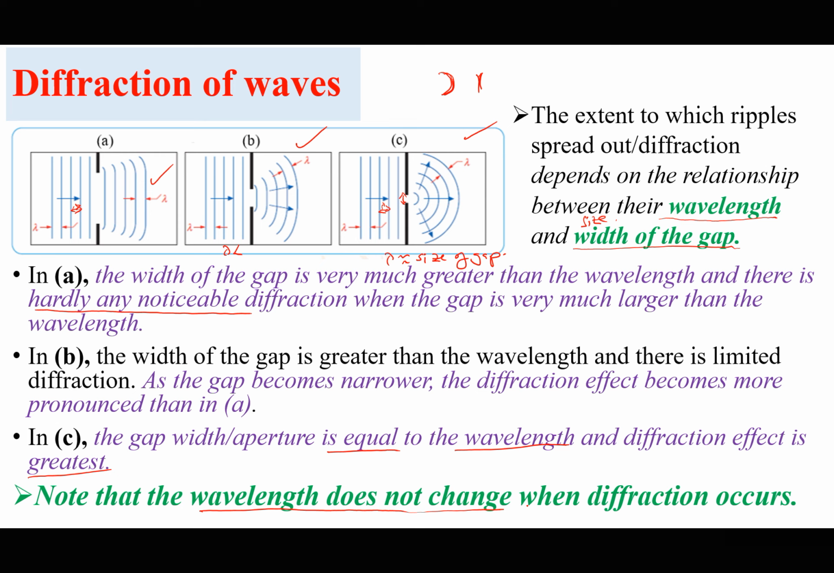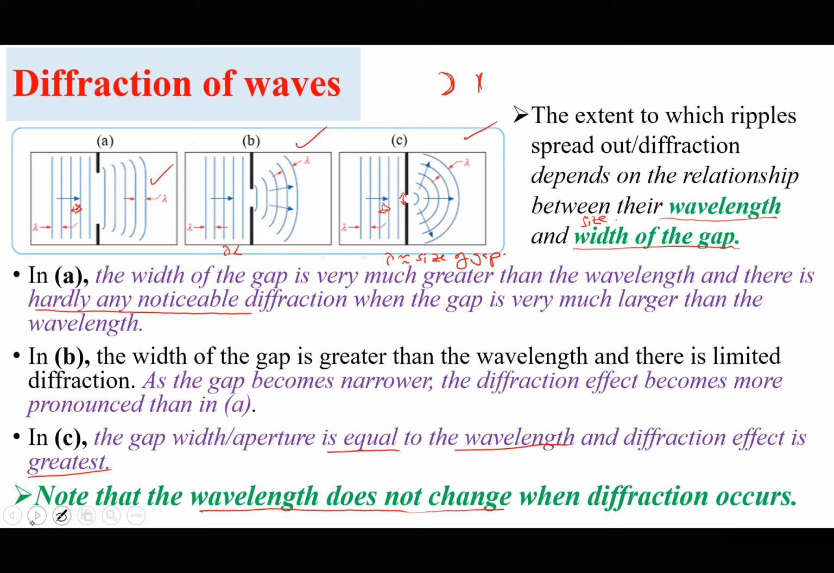So diffraction is maximum when the size of the gap is appreciably equal to the wavelength of the wave. When the wavelength is much smaller than the size of the gap, the diffraction is almost not noticeable. That's why we cannot see someone behind the door, even if the door is open, because the wavelength of light is much smaller. But we can hear someone behind the door, even when the door is open, because the wavelength of sound is bigger.